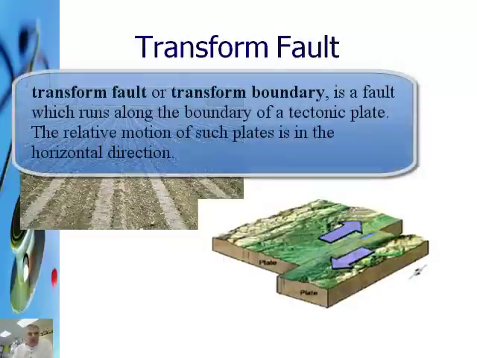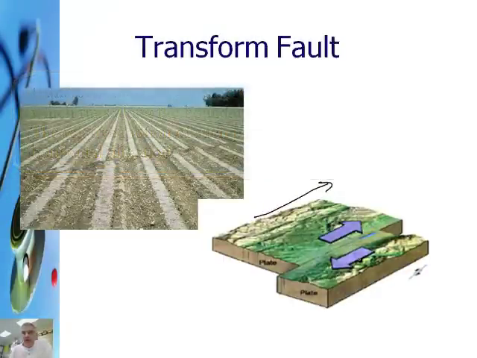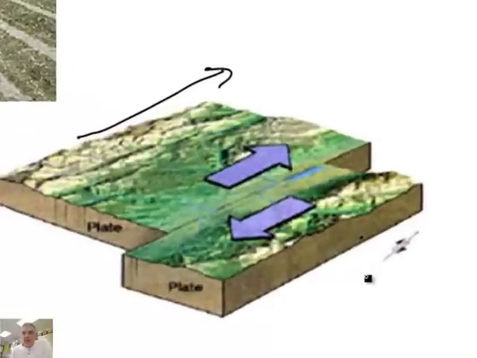So here's a picture of a transform fault. Basically you have two plates. Plate number one is moving in this direction, as indicated by the arrow there, and then the other is moving the opposite way. So that's when they slide past each other.